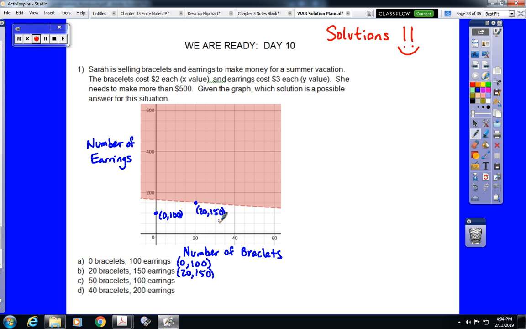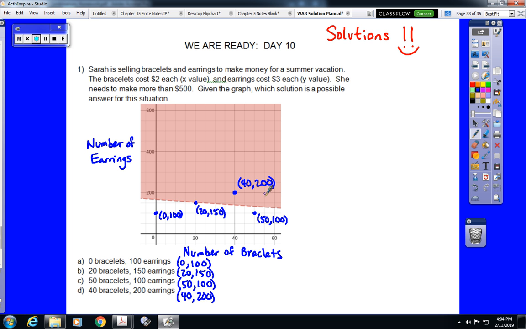50 bracelets and 100 earrings would be 50, 100, which would be located right there. And then finally, 40 bracelets and 200 earrings would be located there. Now, this is pretty likely to come up on the ISTEP because they want to test and see whether or not you really understand how to tell if a point is in the shaded region.